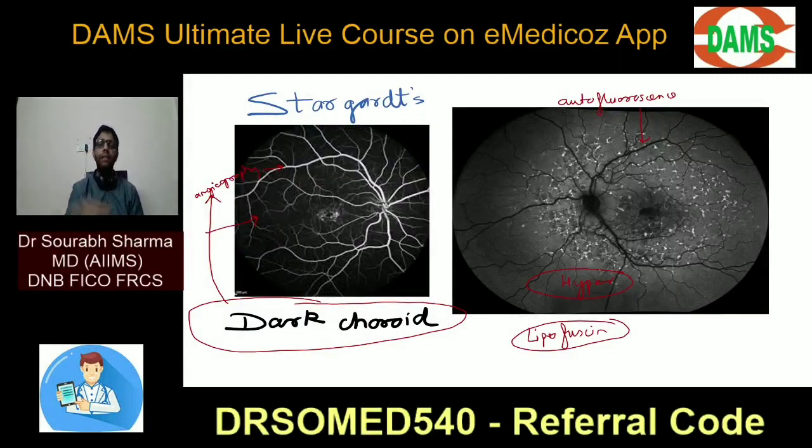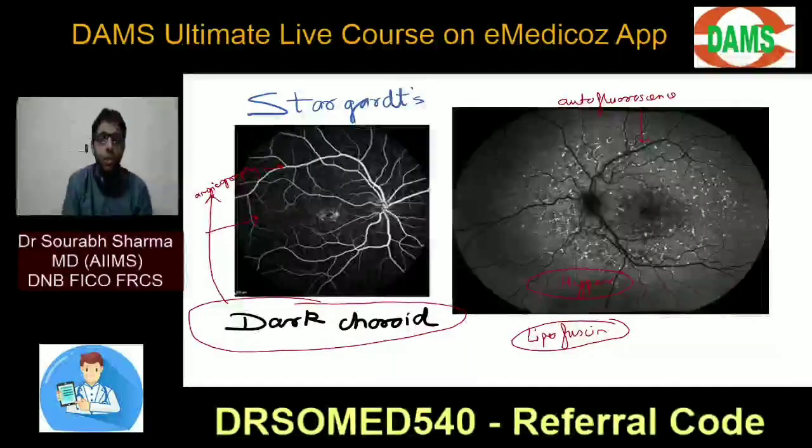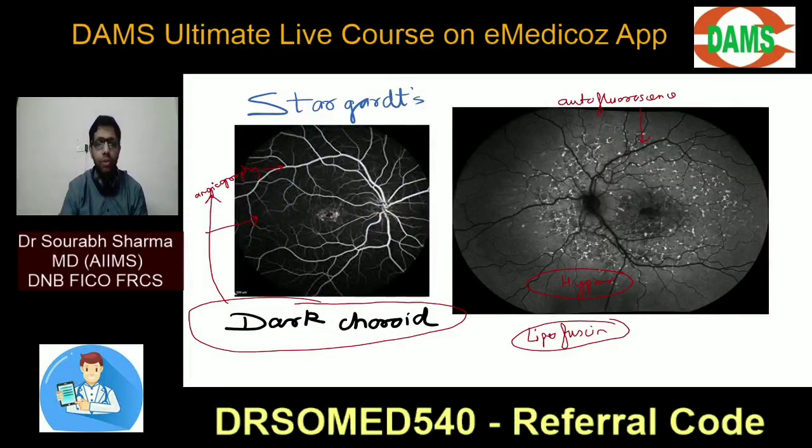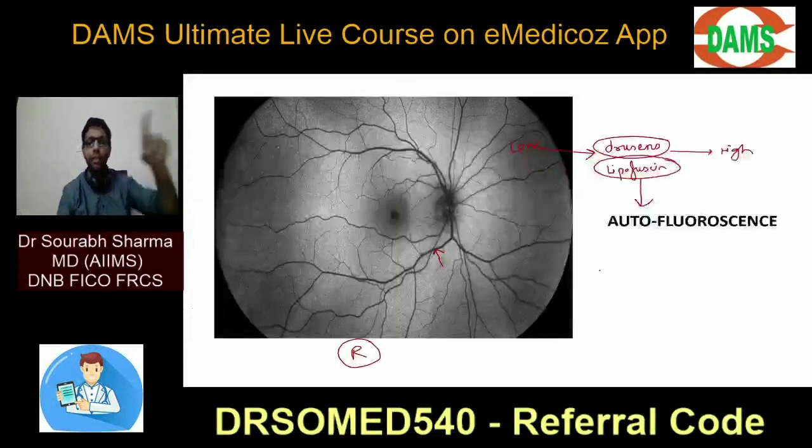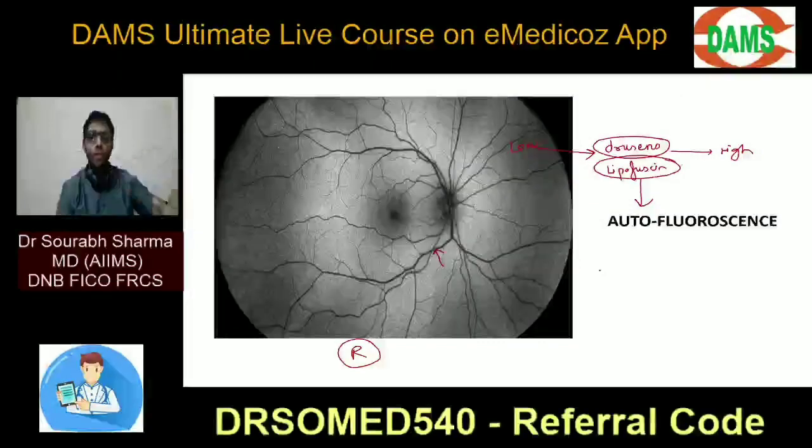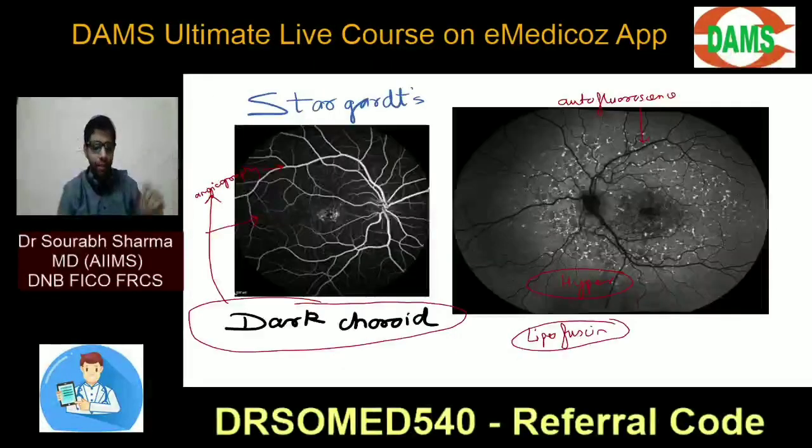Okay, so these are some points which you want to know for autofluorescence also. I've just told you one extra. From angiography, I've taken you to autofluorescence. And how to differentiate? Vessels have dye, angiography. Vessels don't have dye, autofluorescence. Just remember 2 points for autofluorescence. Drusen and lipofuscin, 2 depositions which have the property of autofluorescence. Okay, all right.